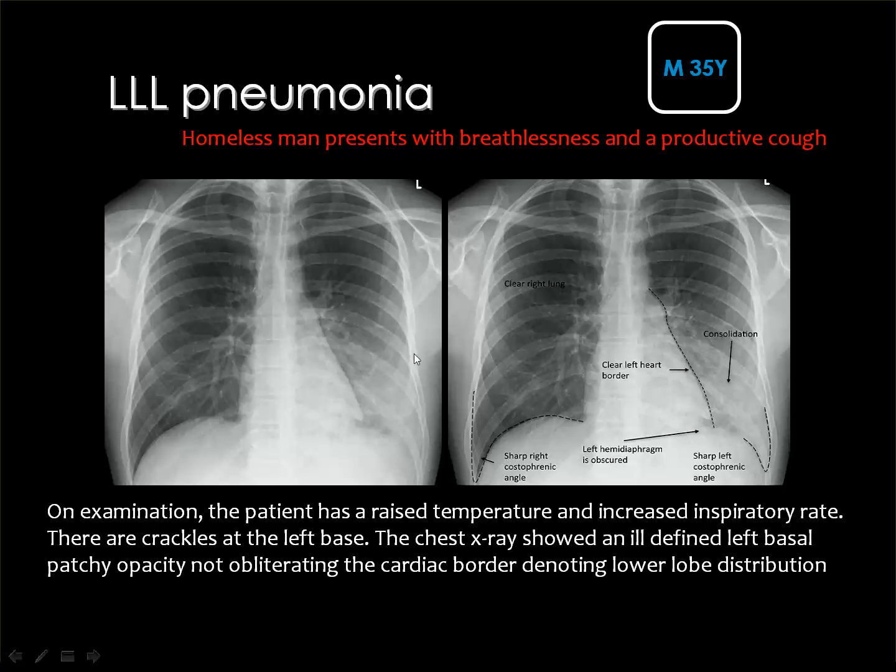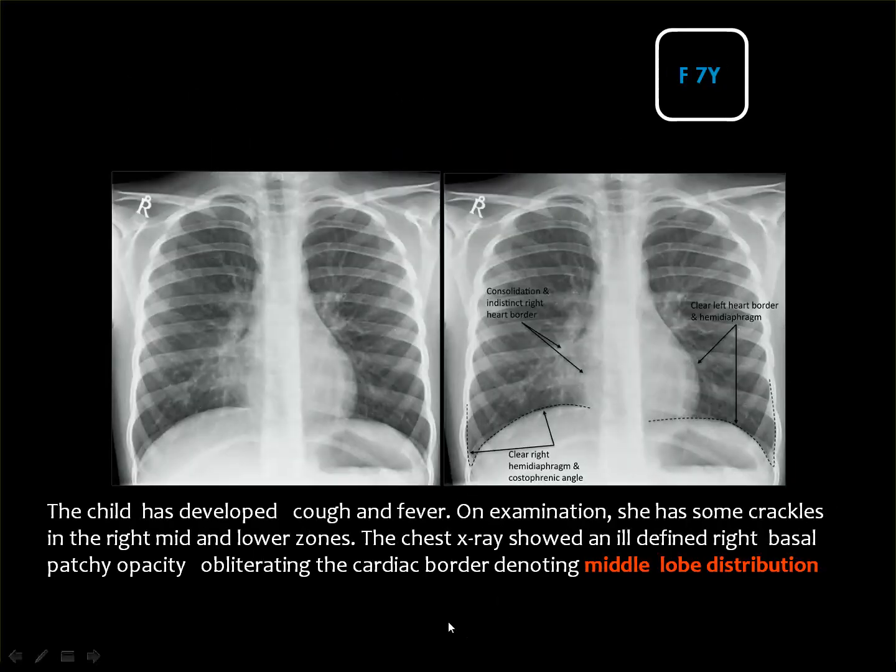You see an ill-defined patch in the left lower lung zone, and you can easily appreciate the well-defined cardiac shadow, which indicates that this opacity is posteriorly located, and any posteriorly located opacity in the chest will be in the lower lobe. Then you see here there is some obliteration of the costophrenic angle, maybe by mild pleural effusion, and this is the consolidation, and this is the cardiac shadow. And you remember that we call this the silhouette negative sign.